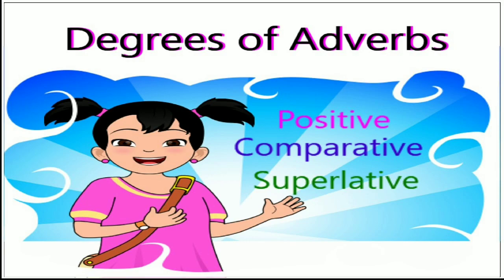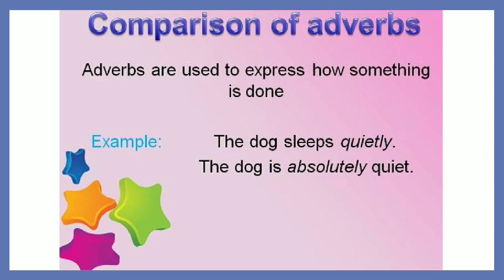So now we are going to discuss degrees of adverbs. Adverbs too, just like adjectives, have 3 degrees of comparison: positive, comparative, and superlative. Adverbs are also used to express how something is done. For example, the dog sleeps quietly. The dog is absolutely quiet.